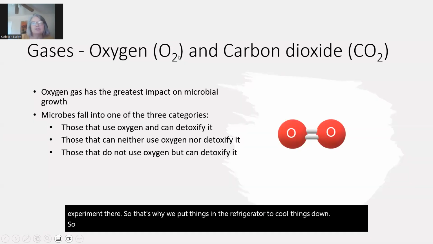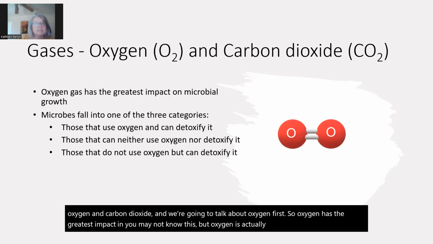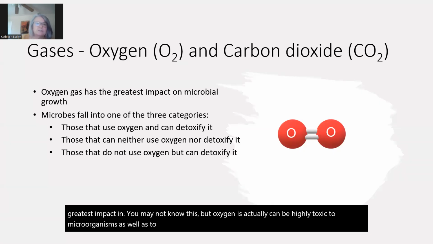So that's temperature control. The next one is gases. The two main gases that we consider are oxygen and carbon dioxide. And we're going to talk about oxygen first. So oxygen has the greatest impact. And you may not know this, but oxygen can be highly toxic to microorganisms as well as to humans, for that matter, even though we need to have it.